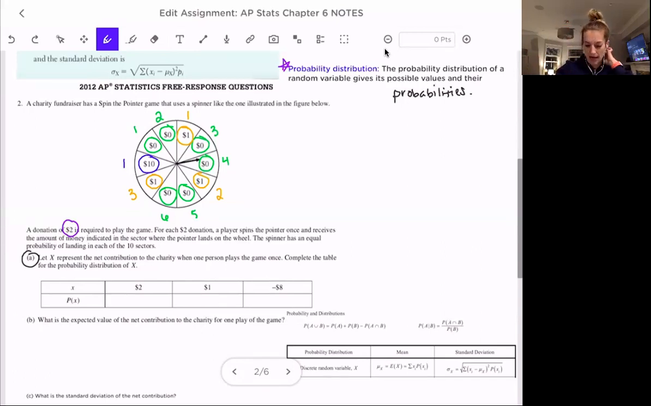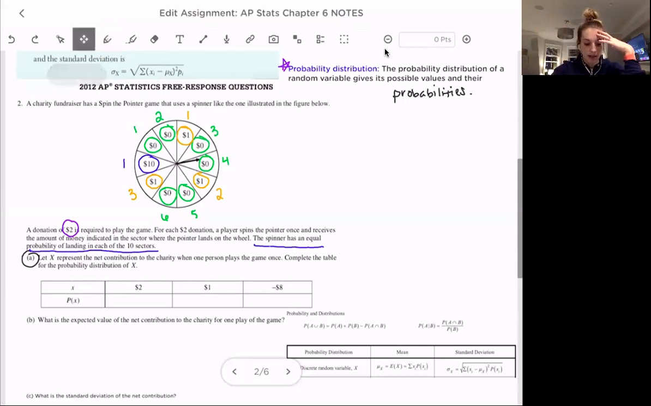So with that setup in mind, and also with this key piece here, the spinner has an equal probability of landing on each of the 10 sectors, all right? An equal probability of landing on any one of those 10. That's because it appears that they are equal size, and that is a fair spinner game. Let's look at the questions.